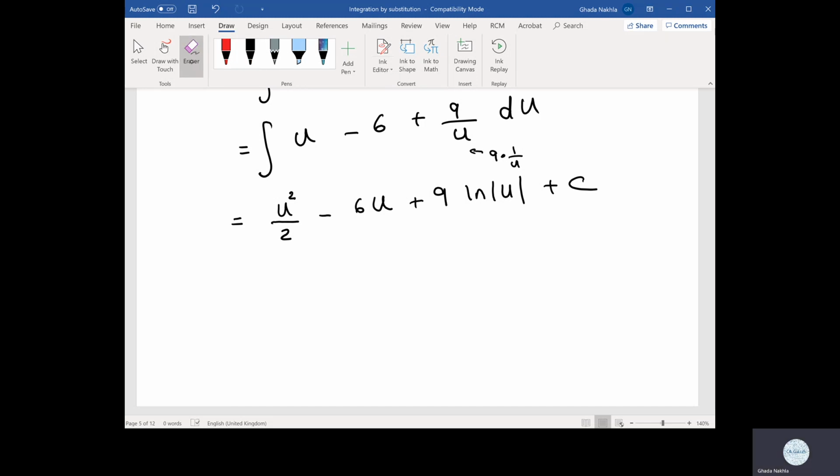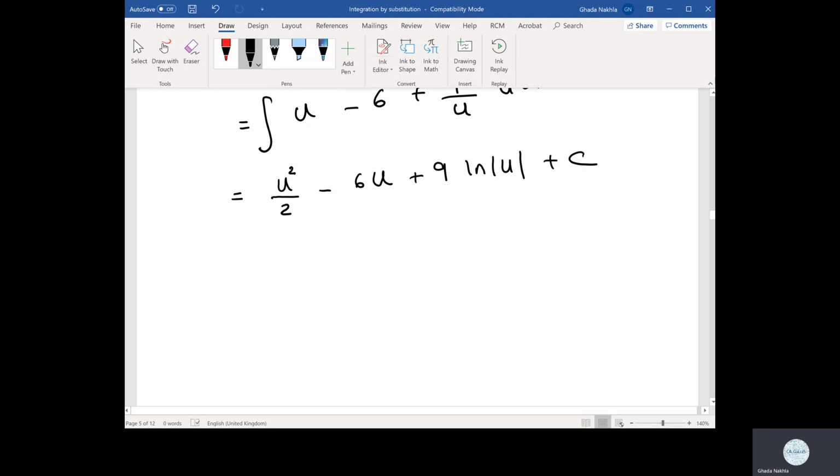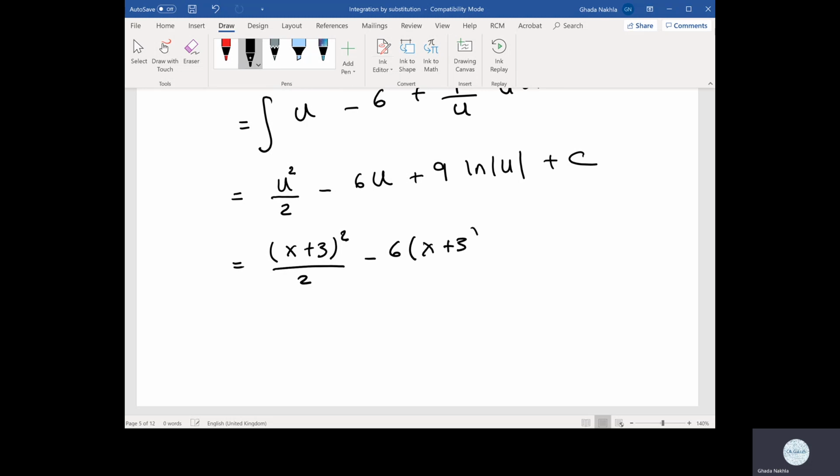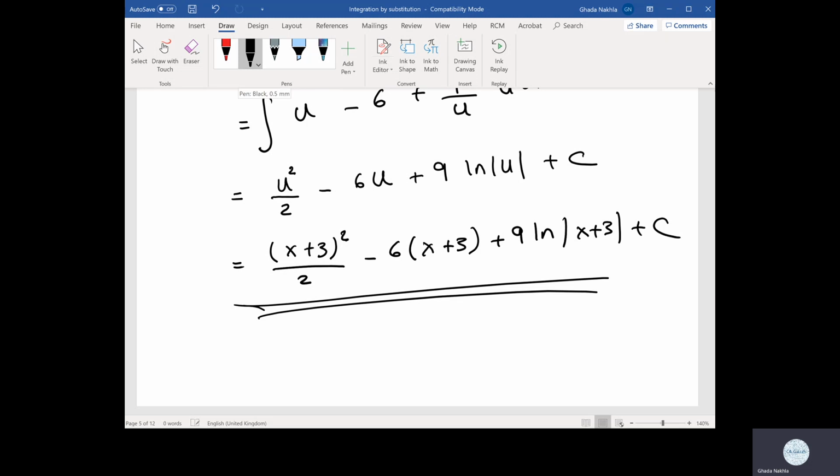Okay, so let's rub these off. And then the final step is to put u back into x, change u into x. u was x plus 3 at the start of the question. So we get x plus 3 whole squared over 2 minus 6 times x plus 3 plus 9 ln mod of x plus 3 plus c. And that is the integration using substitution. Okay.